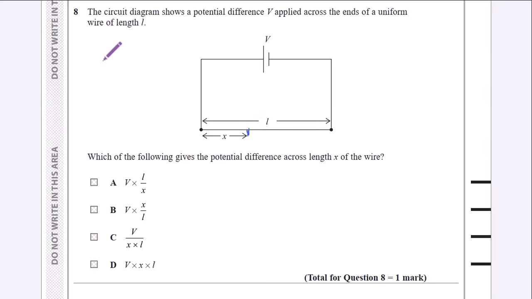So it's X out of the total length L. So the PD will get shared according to this ratio. And what is the total PD? Total PD is V. So my answer is V times X by L. Yep, answer is B.